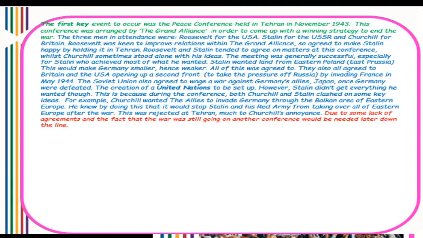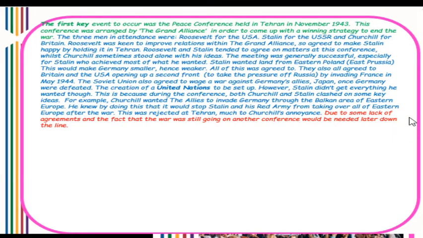Roosevelt and Stalin tended to agree on matters at this conference, whilst Churchill sometimes stood alone with his ideas. The meeting was generally successful, especially for Stalin, who achieved most of what he wanted. Stalin wanted land from eastern Poland, East Prussia, as it was called at the time. This would make Germany smaller, hence weaker. All of this was agreed to.